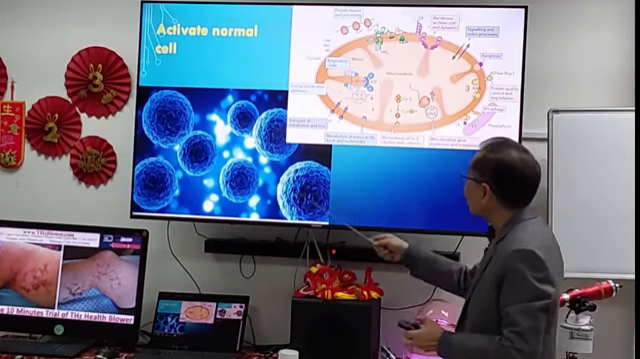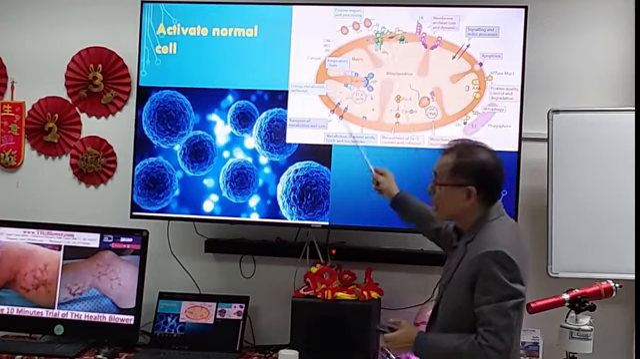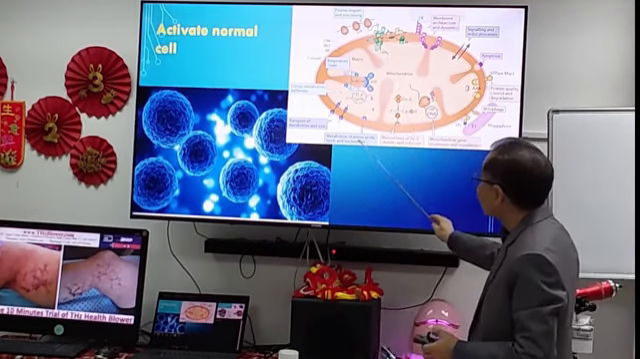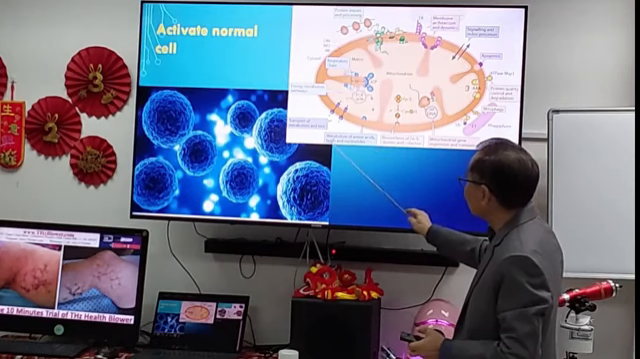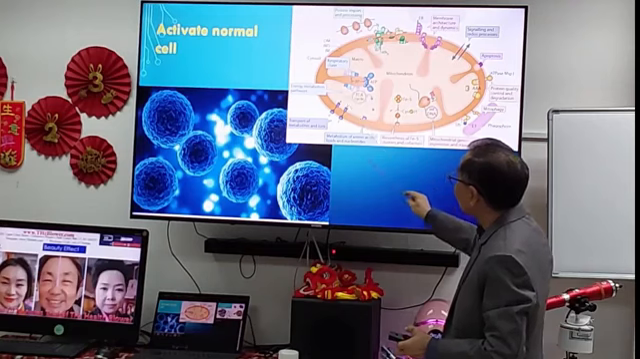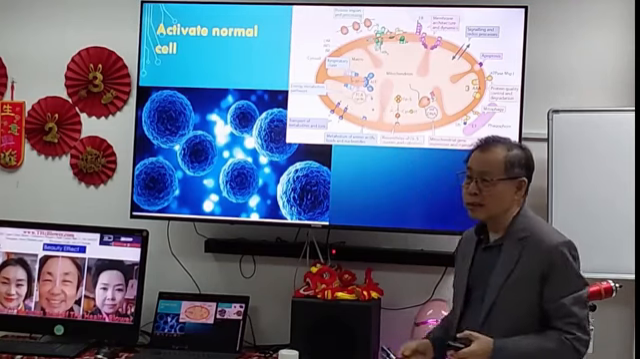Activate normal cells. Within the cells, as I said, we have something called the mitochondria. These are all the activities of the mitochondria listed there. It can metabolize amino acids, lipids which are fats, and so forth. It can transport and metabolize ions, and create energy. ATP is an energy molecule.